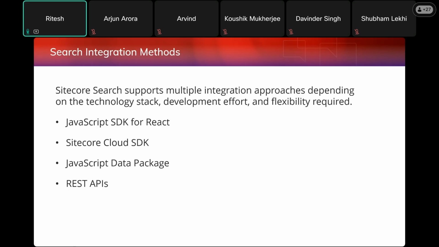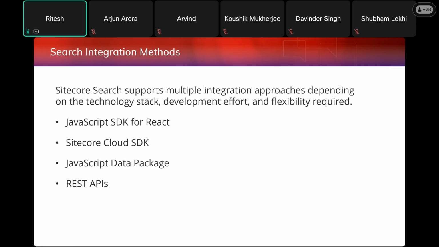The third integration method with Sitecore Search is what they call a JavaScript data package. It is a lightweight approach that works with any JavaScript framework. It need not be full React components, when you don't need full React components, right? It's easy to make search queries without writing raw API calls. So this is the third option. And the fourth, which is common, and when I say common, it means REST API, right? So you can use REST API.